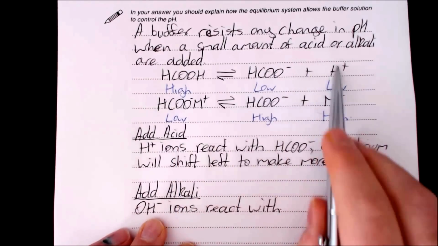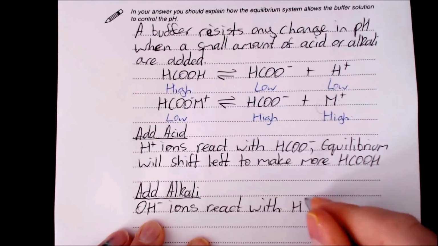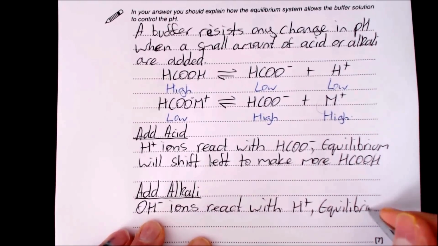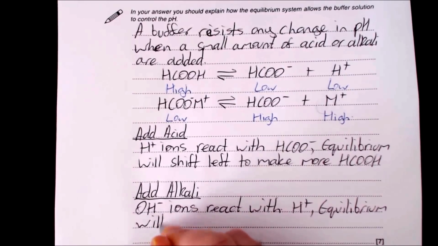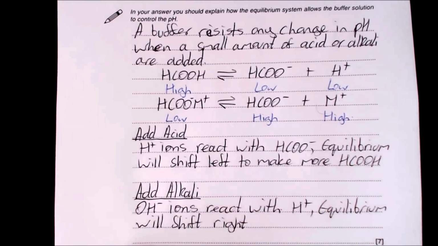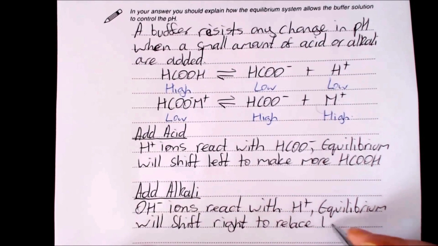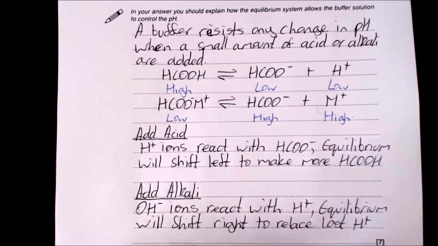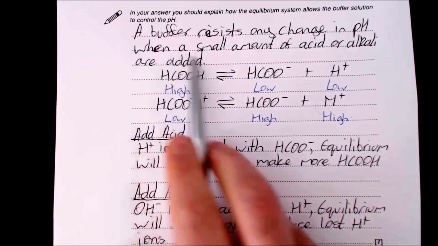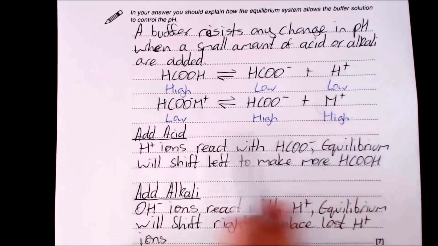So we need to talk about equilibrium here, or Le Chatelier's principle. The OH minus reacts with the H plus ions, and then we need to say that the equilibrium will shift right to replace the lost H plus ions. Effectively it's really clever. The OH minus reacts with this, but because we have a high amount of our weak acid, this replaces them and puts them back. This is very common. This is exactly how a buffer works.